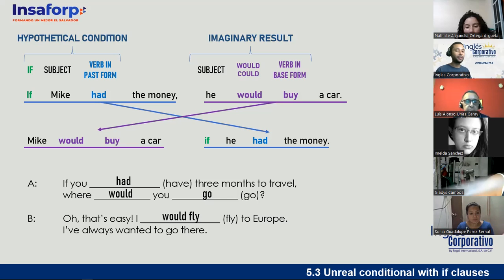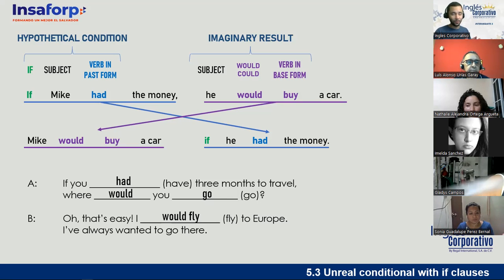Correct answers. If you had 3 months to travel, where would you go? We are using here the second conditional, which is the present unreal conditional. That means that this person doesn't have 3 months to travel. This is an imaginary situation, okay? In reality you don't have the time, but let's imagine you did. And the other person says, oh, that's easy, I would fly to Europe. I have always wanted to go there. So that's only a hypothetical situation. In reality, this person doesn't have 3 months to travel, so this person can't go to Europe for 3 months.